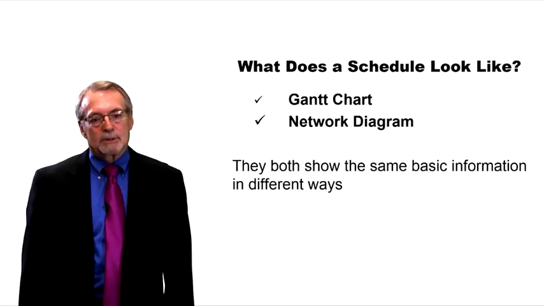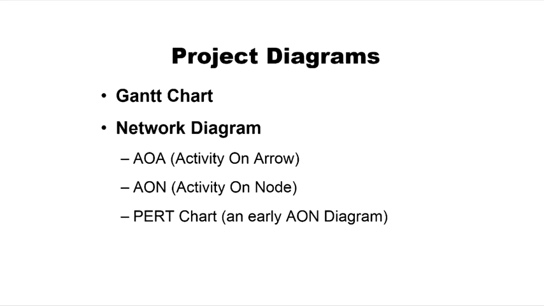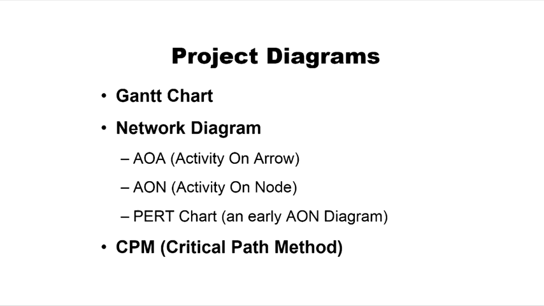What does the schedule look like? It looks like either a Gantt chart or a network diagram. There are 2 kinds of pictures we can make for our chart. Project diagrams, Gantt chart, network diagram, critical path method. There are 2 kinds of network diagrams. There's activity on arrow diagrams and activity on node diagrams.